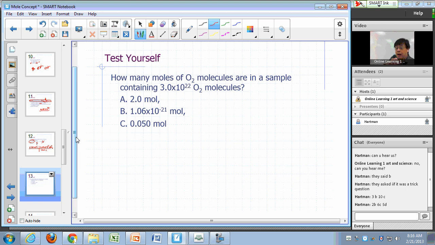All right. How about this one? How many moles of O2 are in a sample containing 3.0 times 10 to the 22 oxygen molecules, O2 molecules? How many moles of molecules are in this many molecules? Is it 2 moles, 1.06 times 10 to the negative 1 mole, or 0.05 mole?